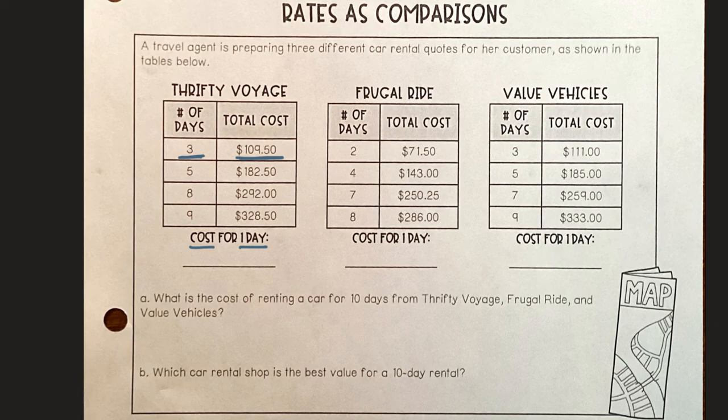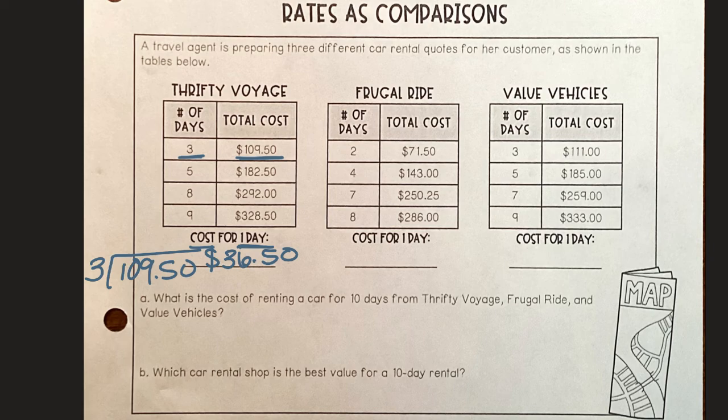If you take 109.50 and divide it into 3 even groups, you would get $36.50 per day if you were to divide that out. So that's our cost for 1 day. That would be our unit rate because we're talking about 1 day.